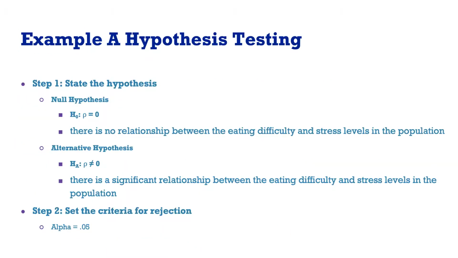So now we'll use the 5-step hypothesis testing. So we're going to state our hypothesis. The null is rho equals 0. There is no relationship between the eating difficulty score and stress level in the population. And the alternative hypothesis, rho does not equal 0. There is a significant relationship between eating difficulty and stress levels in the population. Set our criterion for rejection, alpha equals 0.05.